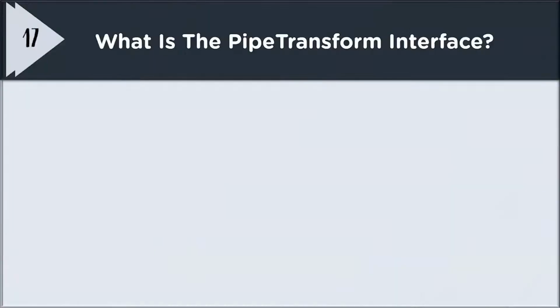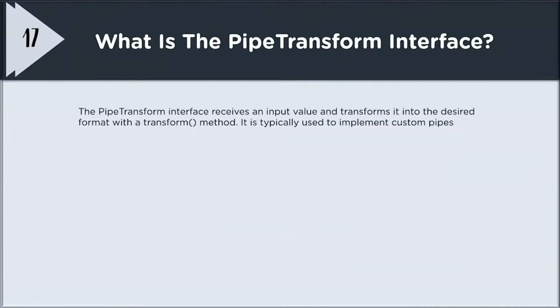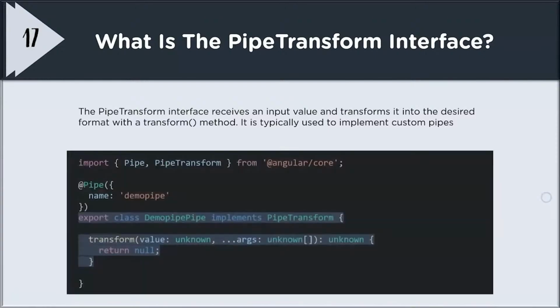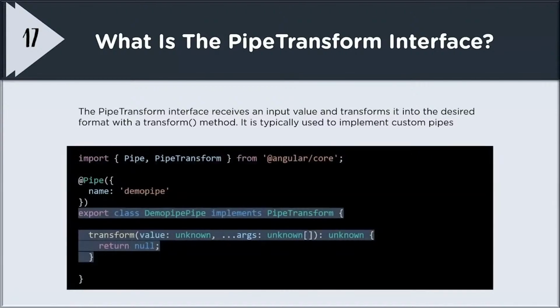Next up, what is the PipeTransform interface? As the name says, it takes an input value and transforms it into the desired format with a transform method. It is typically used to implement custom pipes. Here's again a small piece of code. You can see that the PipeTransform interface is being used, which in turn executes the transform method. This transform method is the one that is responsible to change your input and give a transformed output.